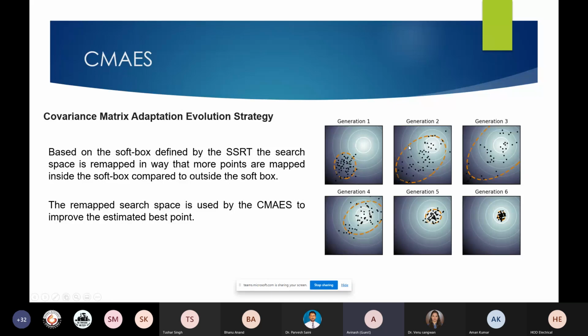In this case, this is the optimal region. It found some good points around here. So it starts reducing the variance of this Gaussian, and finally it converges to a very small variance Gaussian. And that would be the final estimated point.